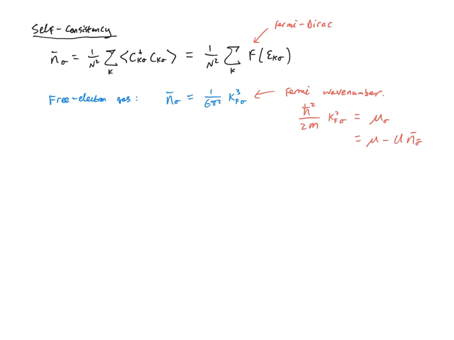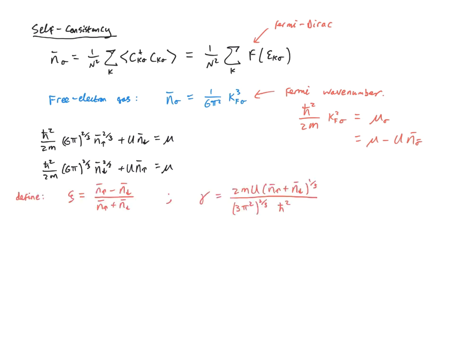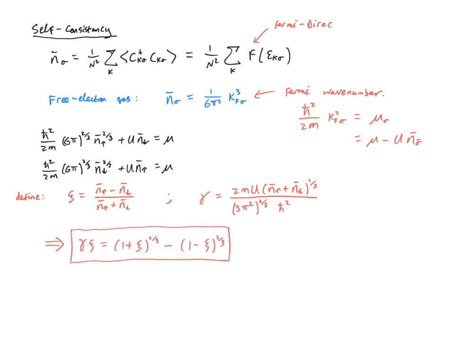So combining these equations, we simply get, in terms of the population of the up and down spins and the overall chemical potential of the system, an expression valid for the free electron gas. And with a little algebraic magic, we can solve these equations. Let's introduce these auxiliary variables. Then, with a bit of manipulation, it can be shown that we have this equation in terms of these auxiliary variables, which we get by substituting into and manipulating these two expressions, the self-consistency expressions for the spin populations.